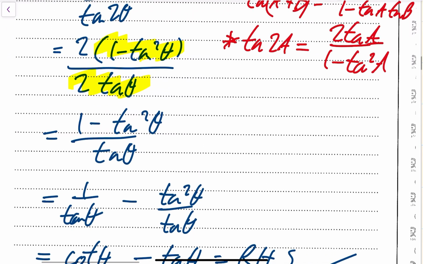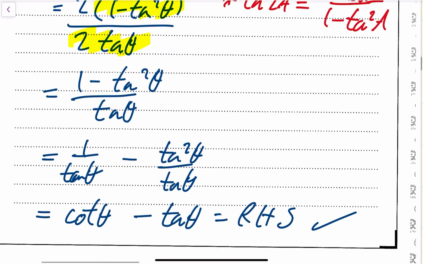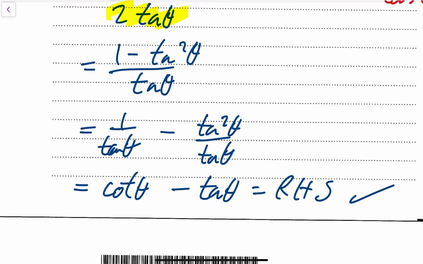And then the 2's cancel out, leaving you 1 minus tan squared over tan. And then that's the same as 1 over tan, and then minus tan squared over tan. 1 over tan, this thing here, is the same as just cot. And tan squared over tan is the same as just tan. And that's what we were looking for on our right hand side. Lovely.